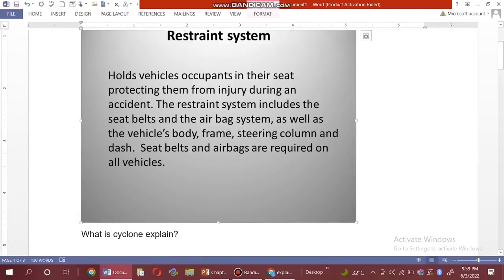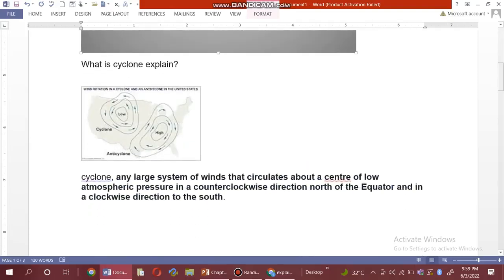And you can see here, hold vehicle occupants in their seats, protecting them from injury during an accident. The restraint system includes the seat belts and the airbag system, as well as the vehicle body frame, steering column and dash. Seat belts and airbags are required on all vehicles.